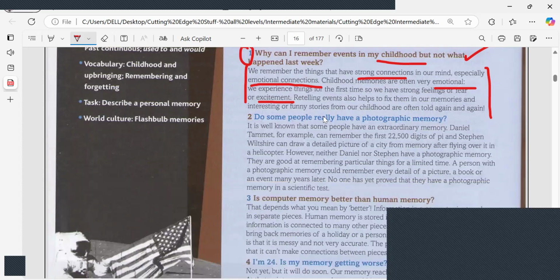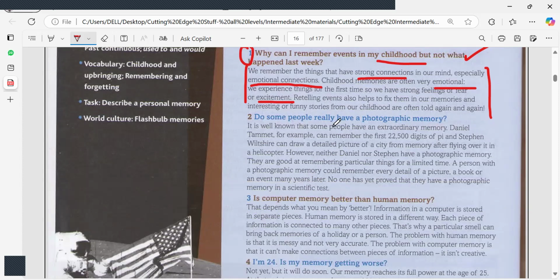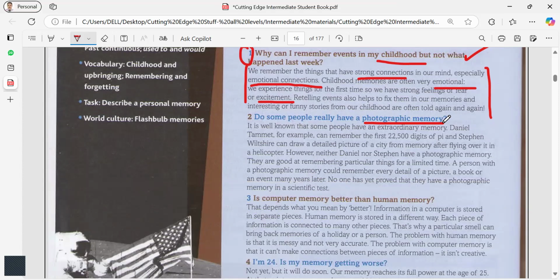Okay, the second one, read it. Do some people really have a photographic memory? What does photographic memory mean? He can see pictures. Yes, sometimes people go somewhere or go to some places and they can memorize or imagine the place. So they can remember every single place in this city or in this street. So those people have a photographic memory.